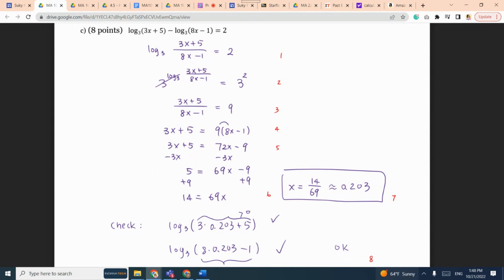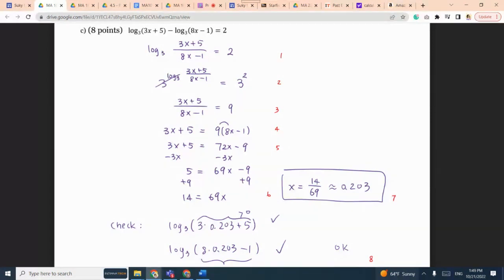So 3x plus 5 over 8x minus 1 equals 9. This is an equation involving a rational expression. Clear the denominator. Both sides multiply by 8x minus 1, the common denominator. Then distribute. So 7x minus 9. Combine the x. Subtract 3x, you get 6x. Combine the constants. So move the 9 to the other side. You get 14. So x is 14 over 9.